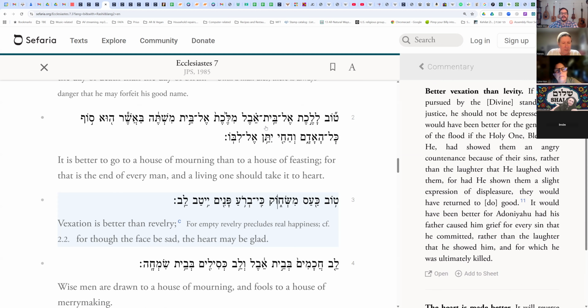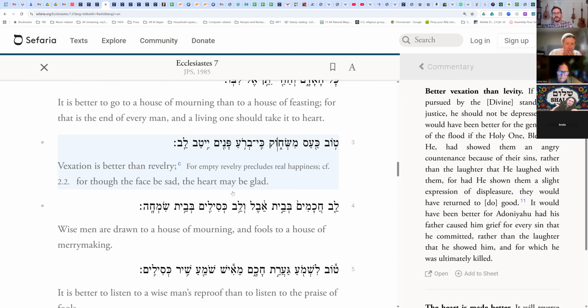Yeah, I see what you're saying because we haven't read it, but Beit Evel up here, Beit Evel down here, it's sandwiched in between with this statement about anger and levity or laughter. All right, well, let's look at 4.